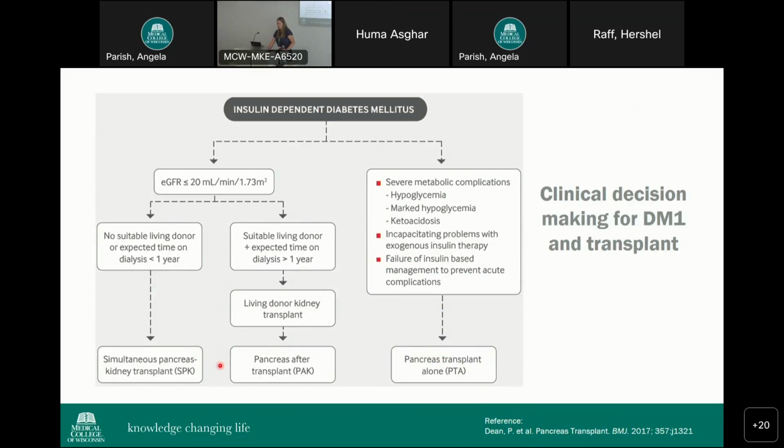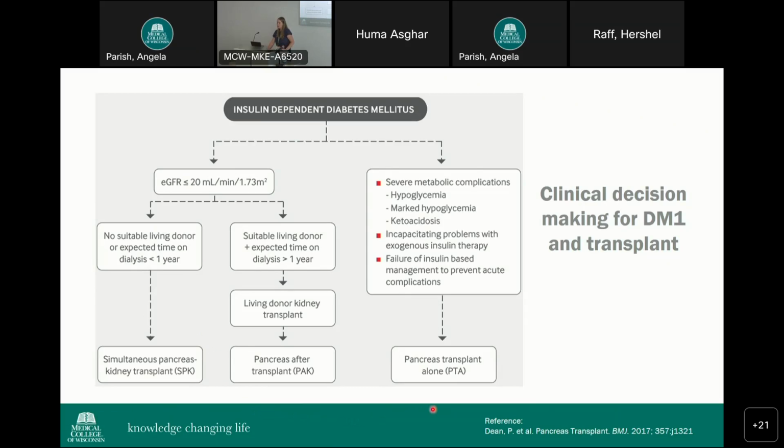So the first thing that's reviewed is GFR. Anyone with a low GFR, less than 20, who has a life expectancy less than 1 year on dialysis will be put on the list to receive a simultaneous kidney and pancreas. Whereas a person that can wait more than 1 year, or can receive organs from 2 different donors, will then receive pancreas after kidney. And then the fewest number of transplants are actually pancreas alone.